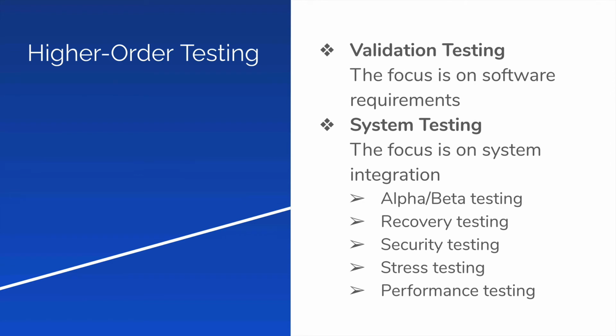In validation testing, the focus is on software requirements. Acceptance testing is a kind of validation testing. The customers and possibly other stakeholders are typically involved in this process. In system testing, the focus is on system integration. Remember that the system involves more than just the software. It involves the software and the environment in which it is intended to be run.